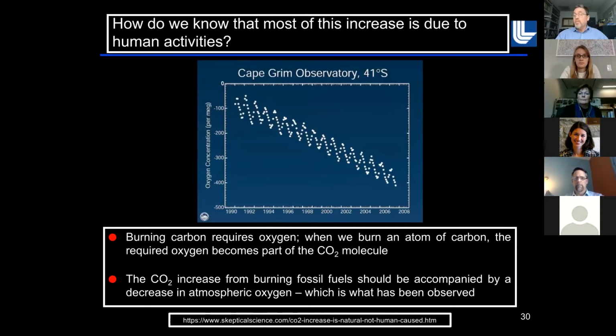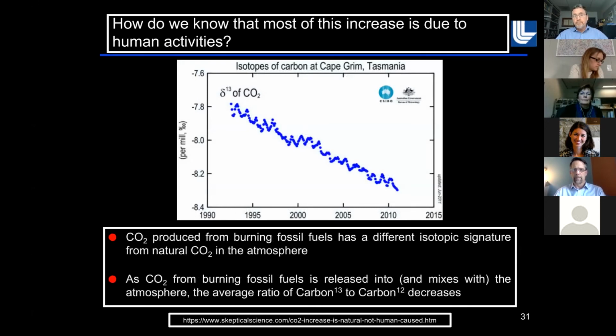So the more carbon we burn, the more we should be depleting oxygen in the atmosphere. And you actually see this here at the Cape Grim Observatory in Tasmania. Again, a rather remote location. We see this depletion of oxygen consistent with human-caused fossil fuel burning.